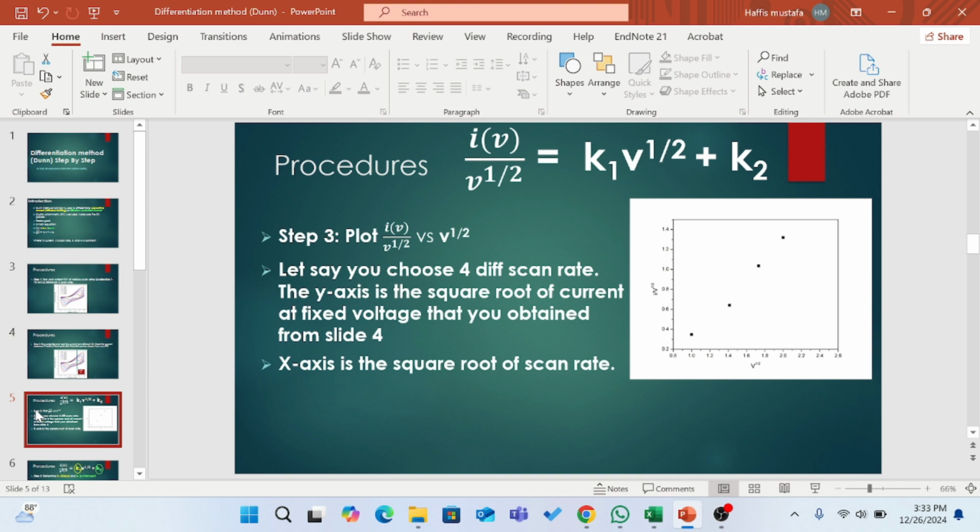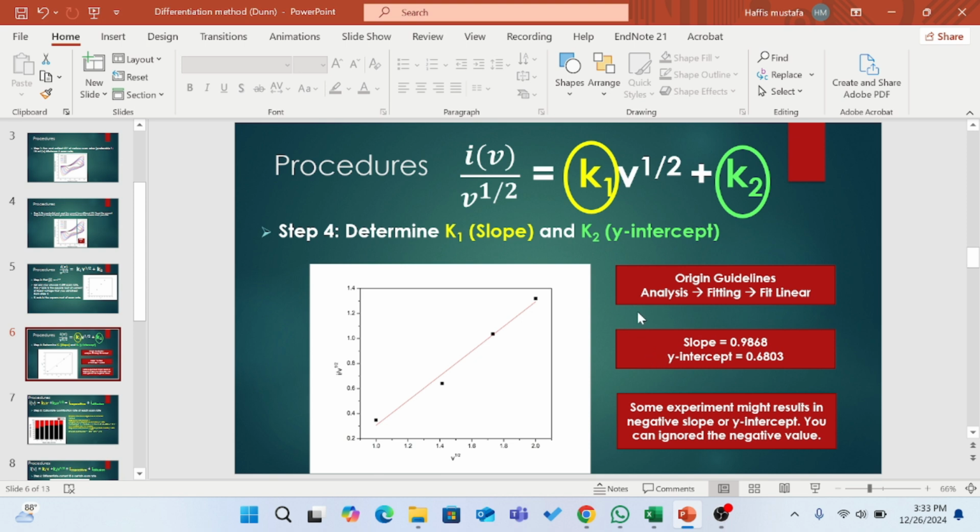Okay, so go to the procedure. How do we get this? A lot of people know that you just need to plot the current at fixed voltage divided by scan rate to the power half, and we get this type of graph. This is just a briefing; later we'll do it step by step. Don't worry. Having that, in Origin you go to analysis, fitting, and fit linear. You get a nice slope and also the y-intercept. Some might be curious why it is negative and so on. From here, the slope is K1 and the y-intercept is K2.